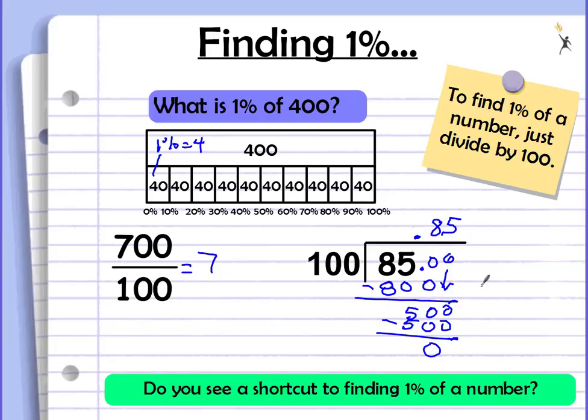So how is the decimal being moved this time? To go from 400 to 4, it's being moved 1, 2 places to the left. To go from 700 to 7, 1, 2 places to the left. And to go from 85 to 0.85, it's going 1, 2 places to the left. So that's the shortcut trick for finding 1%. You just move that decimal point 2 places to the left.